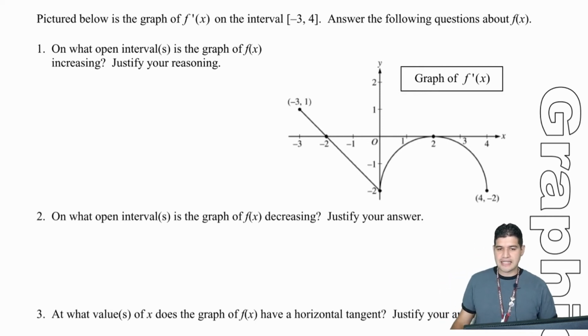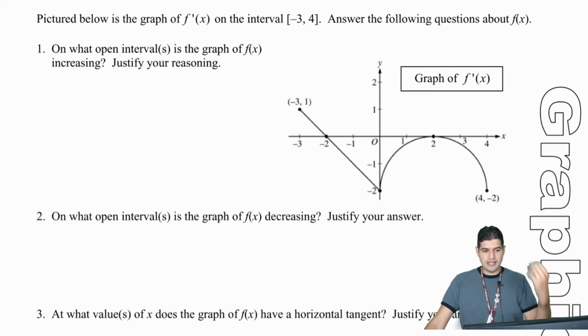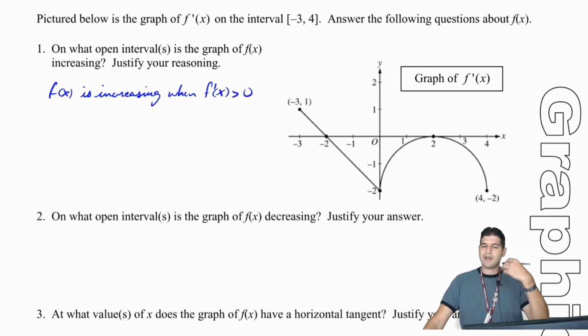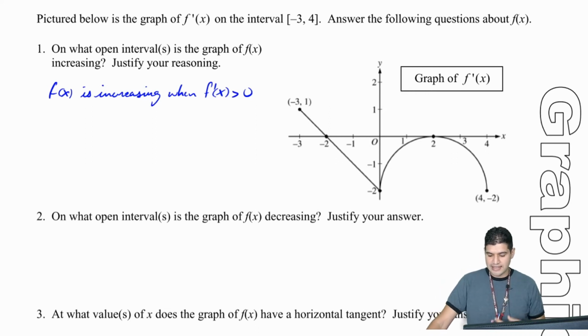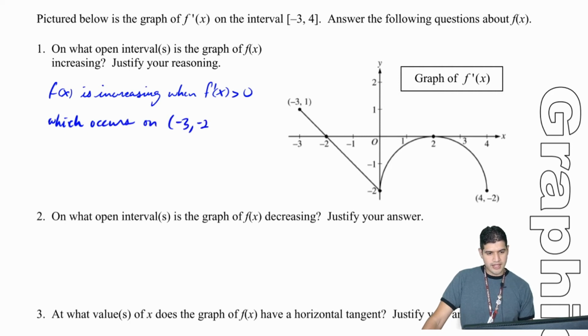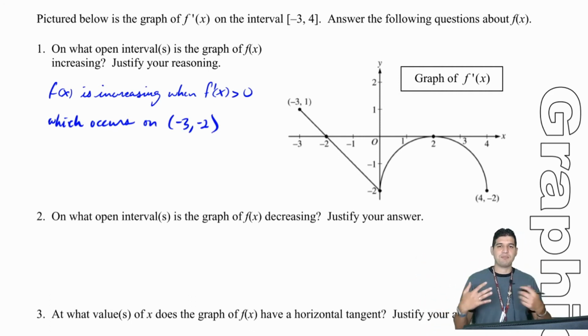Our first question is asking, on what open intervals is the graph of f increasing? So we want to think about when f of x is increasing. f of x is increasing when f prime of x is greater than 0. So when f prime of x is positive, we know that f of x is increasing. From this graph, we only need to figure out where it is positive, and that occurs on -3 to -2. So on those x values in between -3 and -2, the graph is positive.